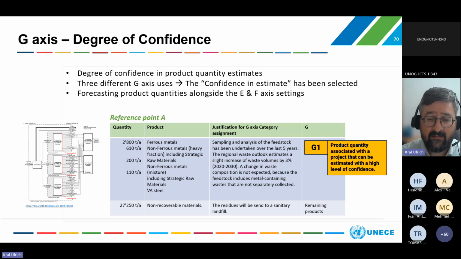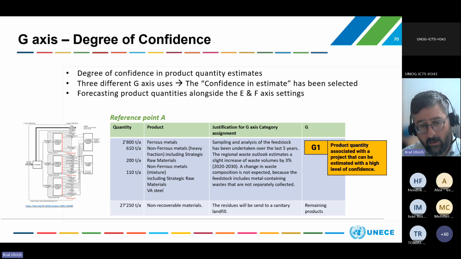Yeah. In this case, it's mentioned that sampling and analysis of the feedstock has been undertaken over the last 5 years. The regional waste outlook estimates a slight increase of the waste volumes by 3% over the next 10 years, and a change in the waste composition is not expected, because the feedstock includes metal-containing wastes that are not separately collected. It means this is also the result of this feedstock analysis and of the material flow analysis that is put into the UNFC classification.